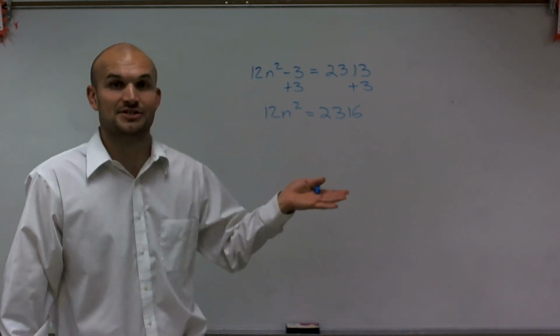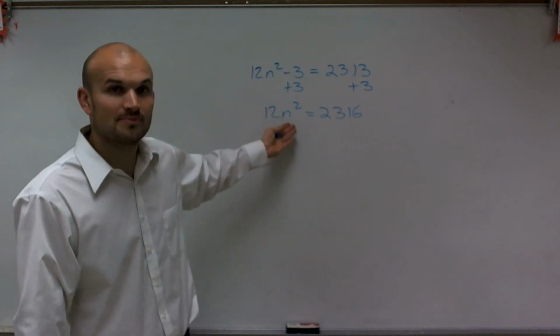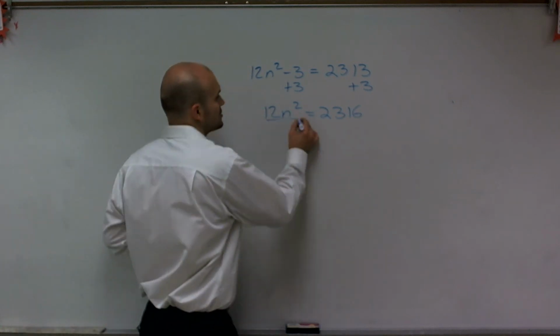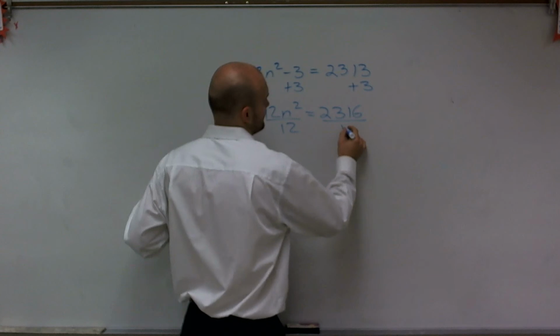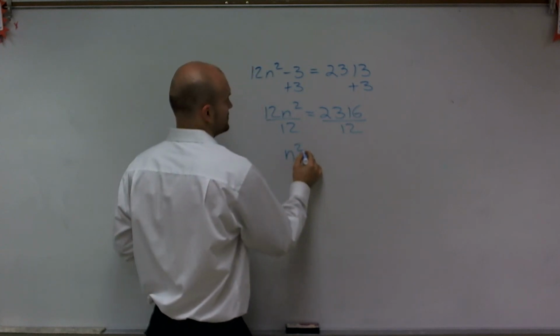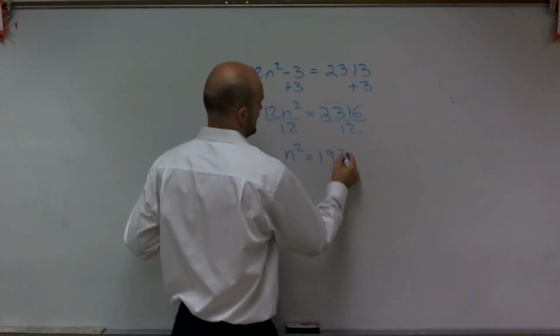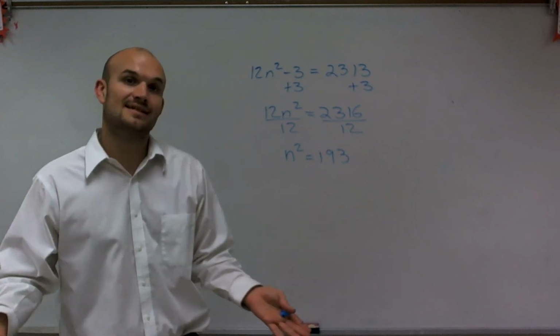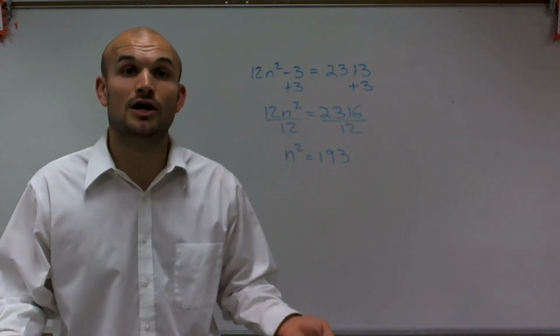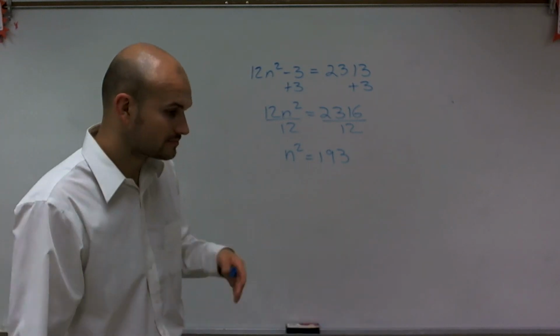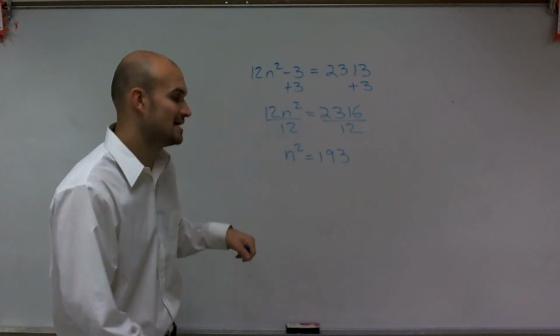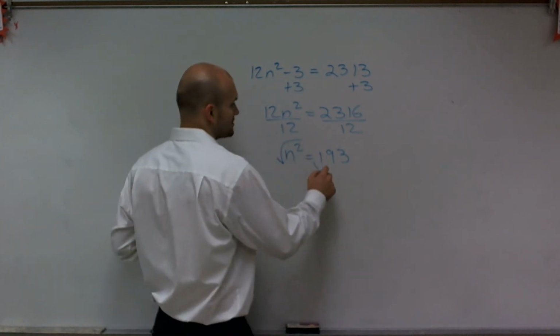Now, the next thing I do, once I've undone addition and subtraction, the next thing I look to is to undo multiplication and division. Well, here I'm multiplying by 12 for my variable, so I'm going to divide by 12. So therefore I have n squared equals 193. The next thing on the reverse order of operations would be to undo the powers, or your exponents. So to undo squared, I need to take the square root of n squared.